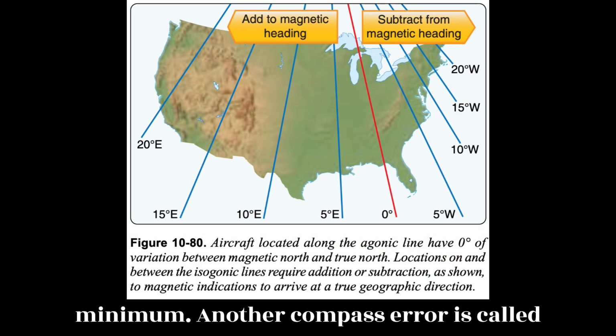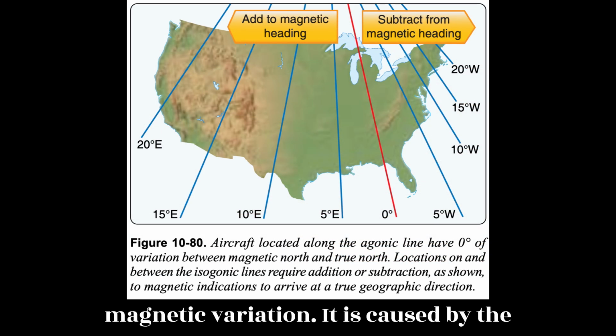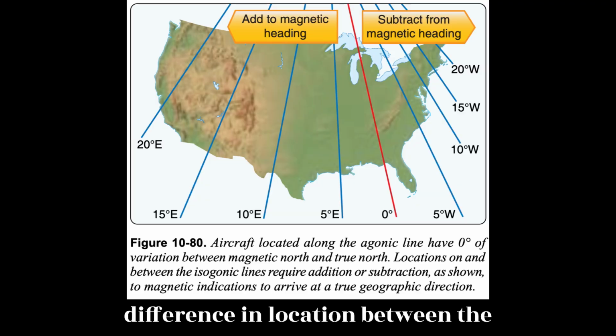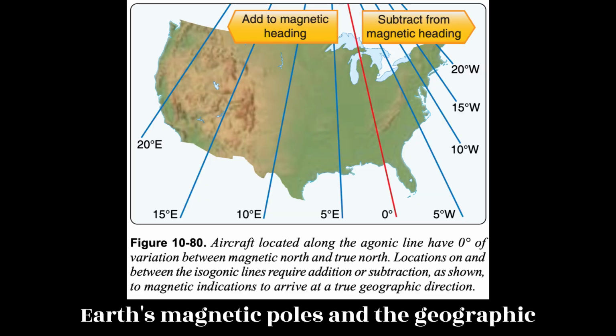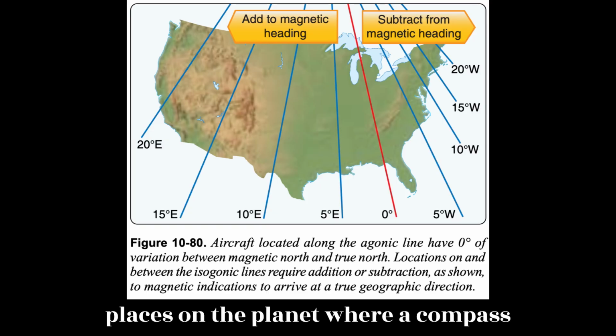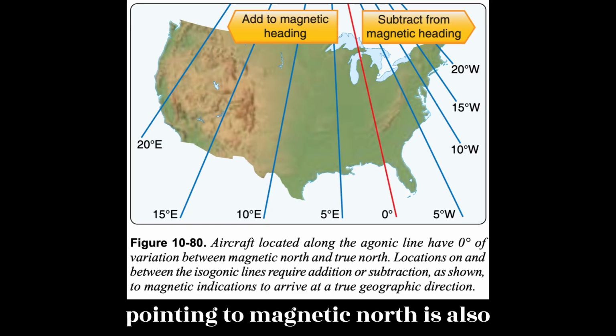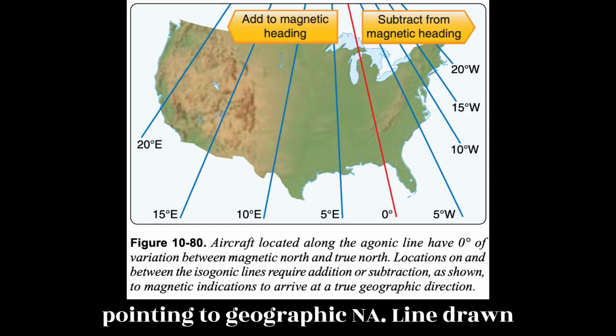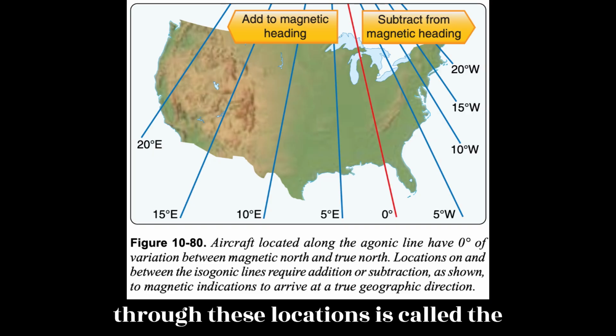Another compass error is called magnetic variation. It is caused by the difference in location between the Earth's magnetic poles and the geographic poles. There are only a few places on the planet where a compass pointing to magnetic north is also pointing to geographic north. A line drawn through these locations is called the agonic line.